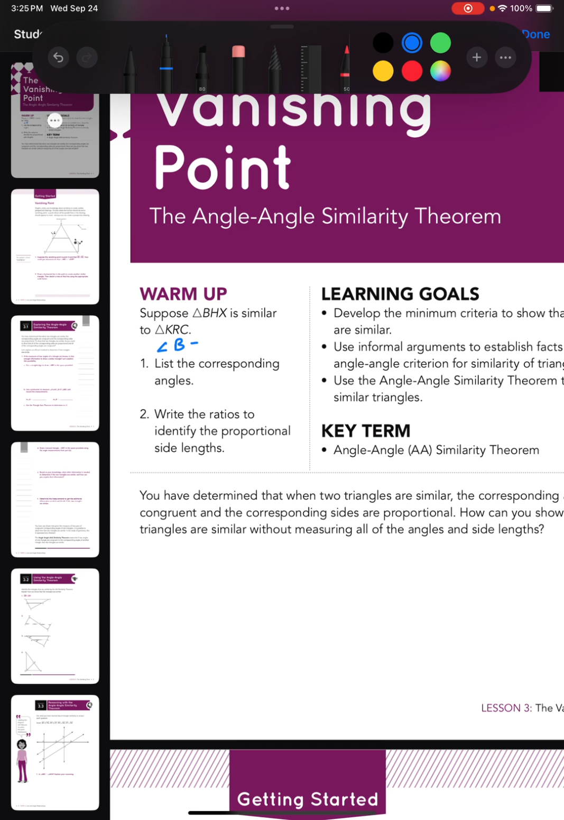There we go. Angle B and angle K. And then we could say angle H and angle R. And then angle X and angle C. Based on how the triangles are labeled, those have to be our corresponding angles. And then write the ratios to identify the proportional side lengths.